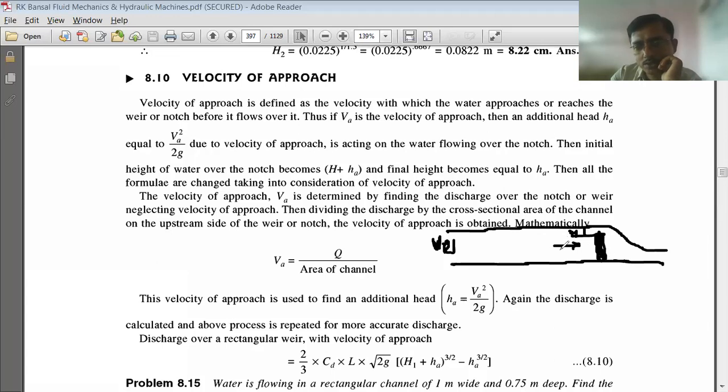The velocity which this water has while approaching toward the notch or weir, that velocity is called velocity of approach. Okay, the velocity while approaching. And whatever head we are taking here, this is the static head. What kind of head have we taken here? This is the static head. Just it is a depth.